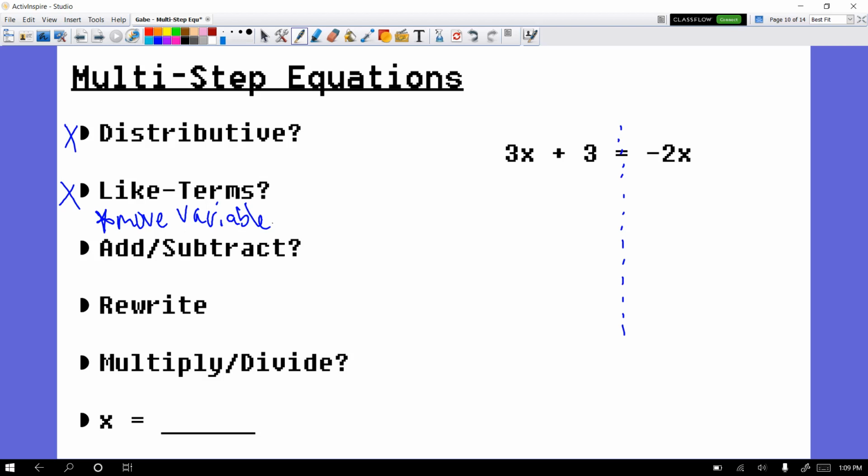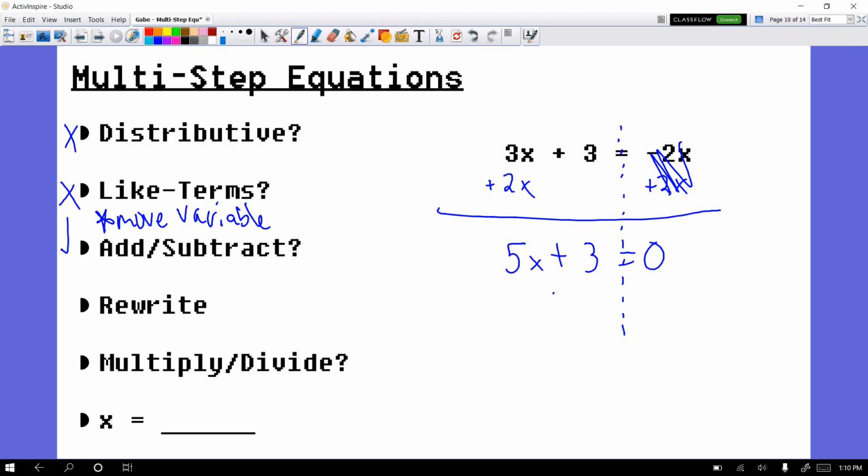Which one's less, negative 2x or 3x? Negative 2x. And what's its opposite? Plus 2x. That equals 0. It's okay to have 0 in a problem. 3x plus 2x is 5x. Now, just looking at this new problem, this is a two-step equation. So do I see any adding or subtracting? Yes. So I'm going to do the opposite of plus 3, minus 3. So this is our PEMDAS in reverse.